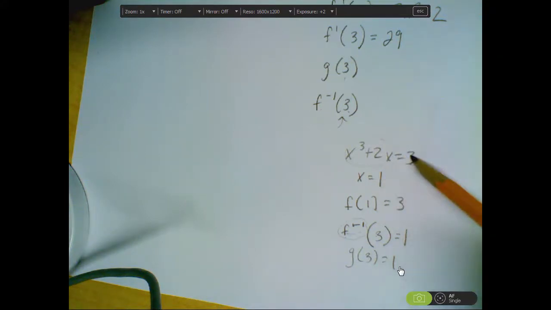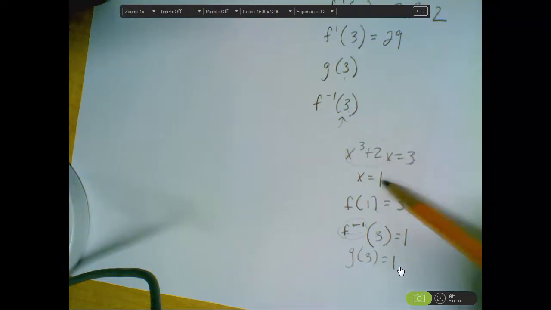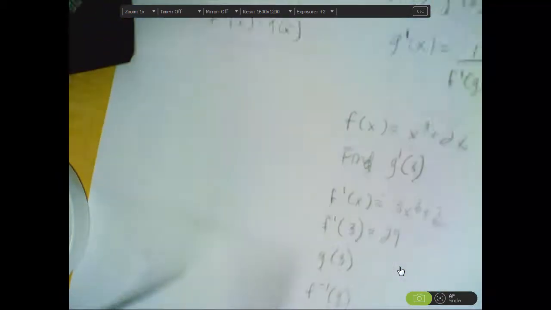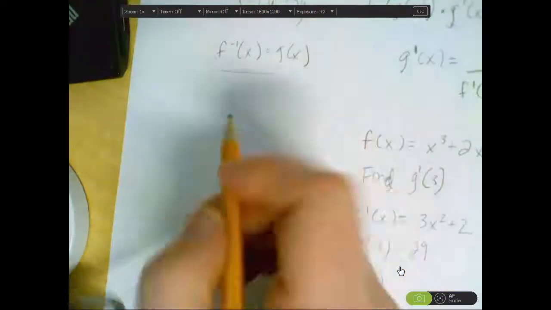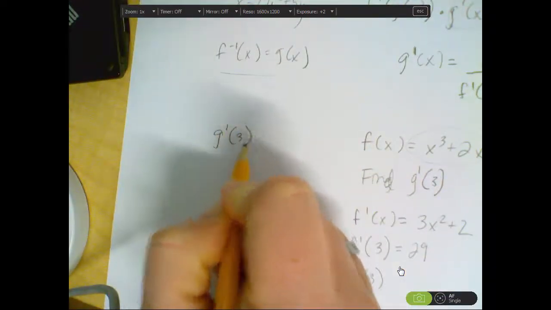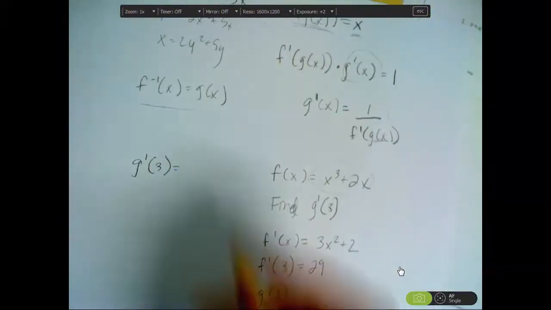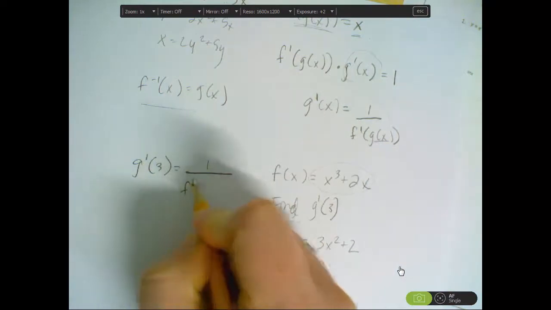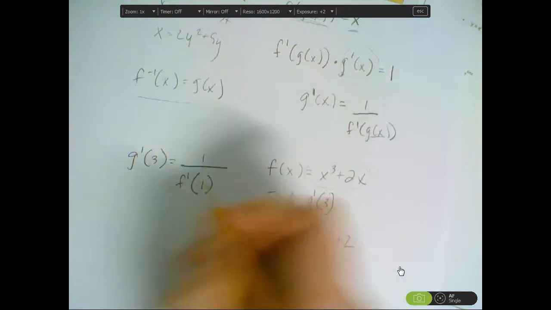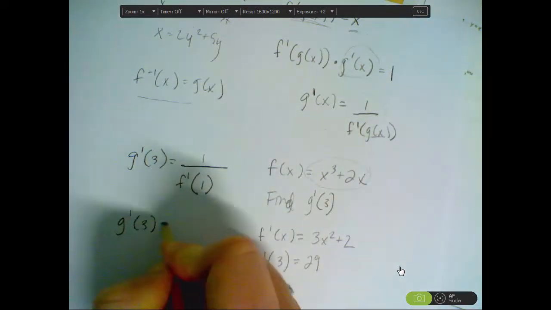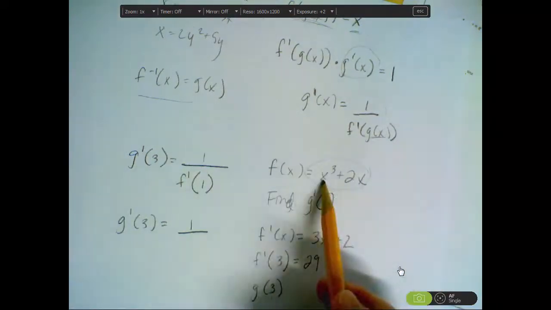So input, output of the original function, they switch around and you get input, output of the inverse. So back up to our formula. G prime of 3, we want to find G prime of 3 equals 1 over f prime of g of 3, which we said was 1. So f prime of 1. G prime of 3, 1 over f prime of 1.